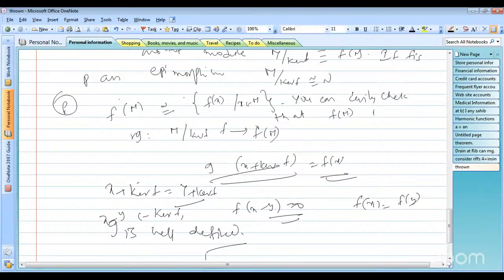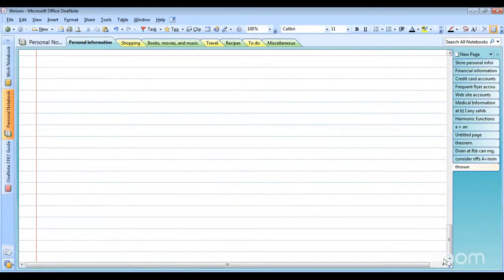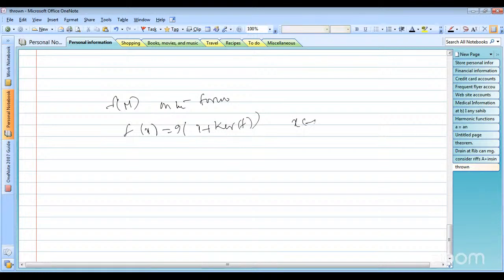So therefore, we can check that G is an R homomorphism, since an element of f of M is of the form f of x, which is equal to G of x plus kernel f, for x belonging to M. We are taking here the following: G is onto.